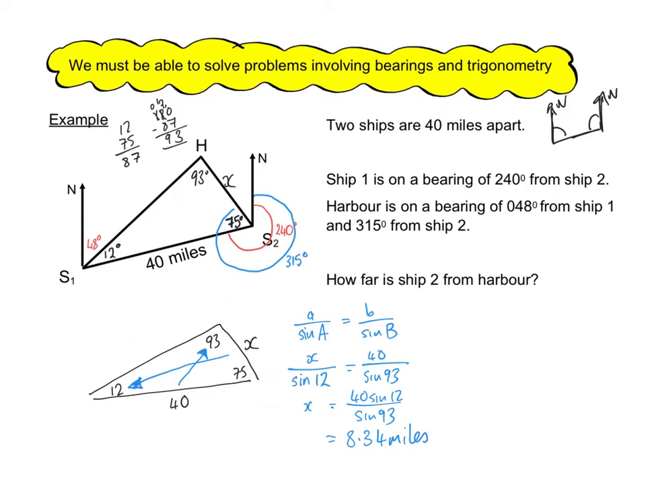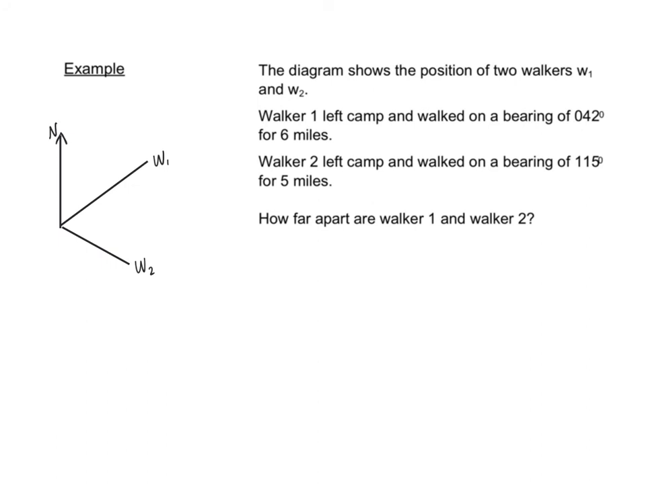In this example here, again, we are dealing with bearings, so we're going to look at the information we're given and see if we can translate that across to this diagram over here. Now, there is a diagram here, but it's only kind of partially drawn at the moment. So the diagram shows the position of two walkers, walker 1 and walker 2. So there's walker 1 and walker 2. Walker 1 left camp, so we'll actually need to maybe put a little C on here for camp. So we'll pop a C at the bottom of that diagram there.